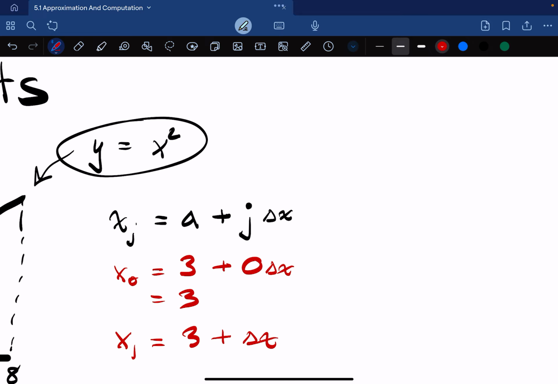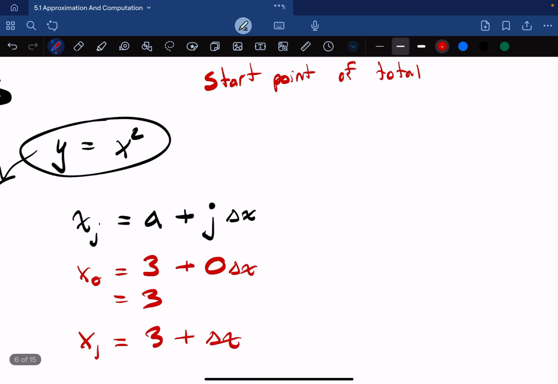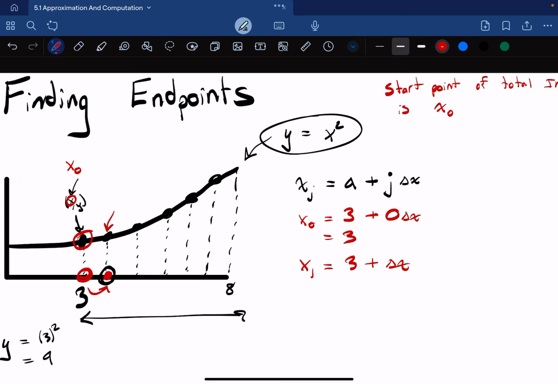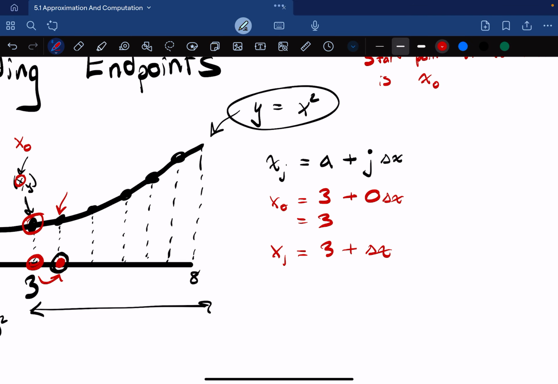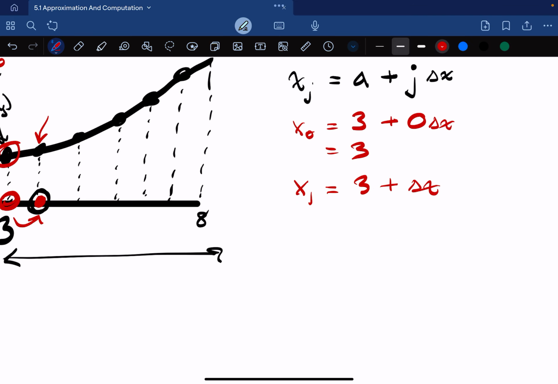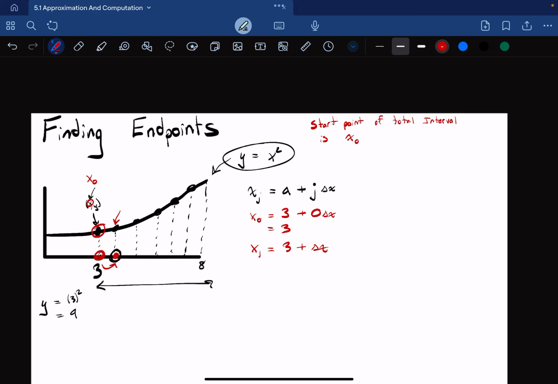So I'll even write this down. Start point of total interval is x of 0. Always remember that. The x value of the start point is always referred to as x of 0. Okay?